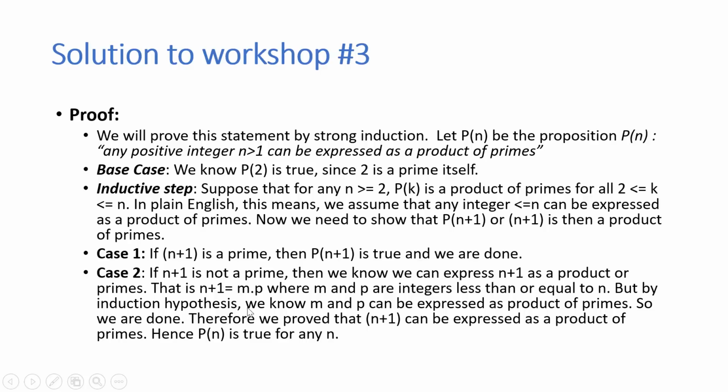But by the induction hypothesis, we know that m and p can be expressed as a product of primes because m and p are both less than or equal to n. So they fall into this group of things we assume to be true. Therefore, we prove that n plus 1 also can be expressed as a product of primes, hence Pn is true for any n. So it's a very powerful theorem that any integer n can be expressed as a product of prime numbers.